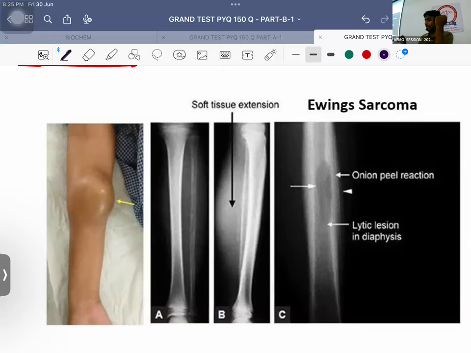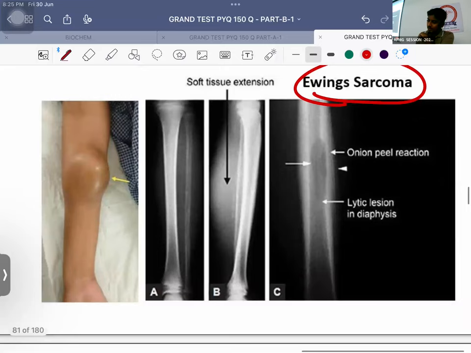It will mimic what? Osteomyelitis. Very good. It will mimic an infection. Fever will be there, swelling will be there, pain will be there, redness will be there. Therefore, Ewing sarcoma is the bone tumor which will mimic osteomyelitis or a bone infection. Classical appearance will be this onion peel appearance. Please remember that. And it will involve the mid-thigh region because it is a diaphyseal tumor.